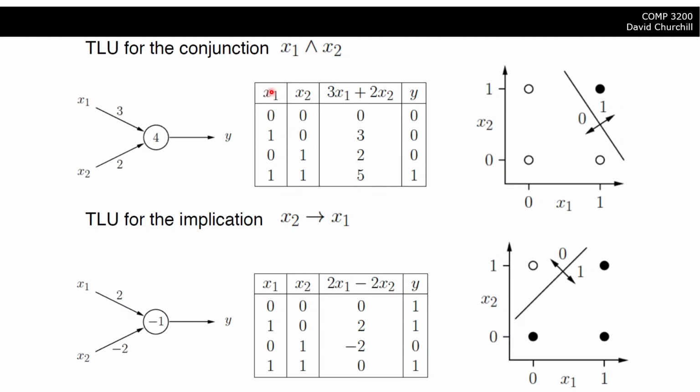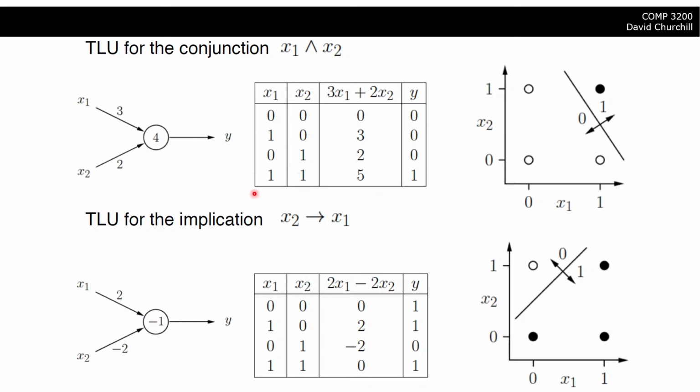Next, we go to x1 being 1 and x2 being 0. So 3x1, that's going to be 3, plus 2x2, that's 0. So we have an output of 3, which is not greater than 4. So the output is 0. Next, we have 0 for x1 and 1 for x2. And we have 3x1 plus 2x2, that's going to be 2, which again is not greater than 4, so the output is 0.